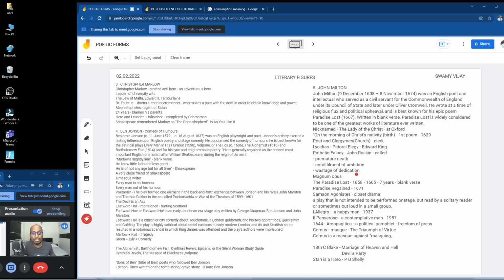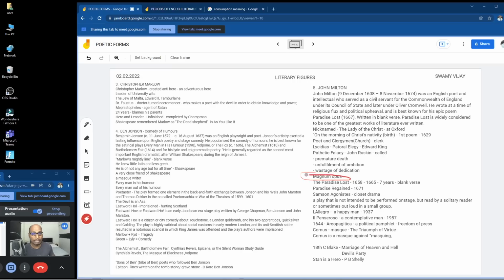And wastage of dedication. Milton thought that after all the dedication they have put in to complete something, if suddenly death comes, there is a wastage of all the dedication they have shown. So Lycidas is written by John Milton to commemorate the death of his friend Edward King, in the form of a pastoral elegy. What is pastoral? Rural country life, the richness of the countryside, how people live in a pleasant atmosphere, worry-free, tension-free life.